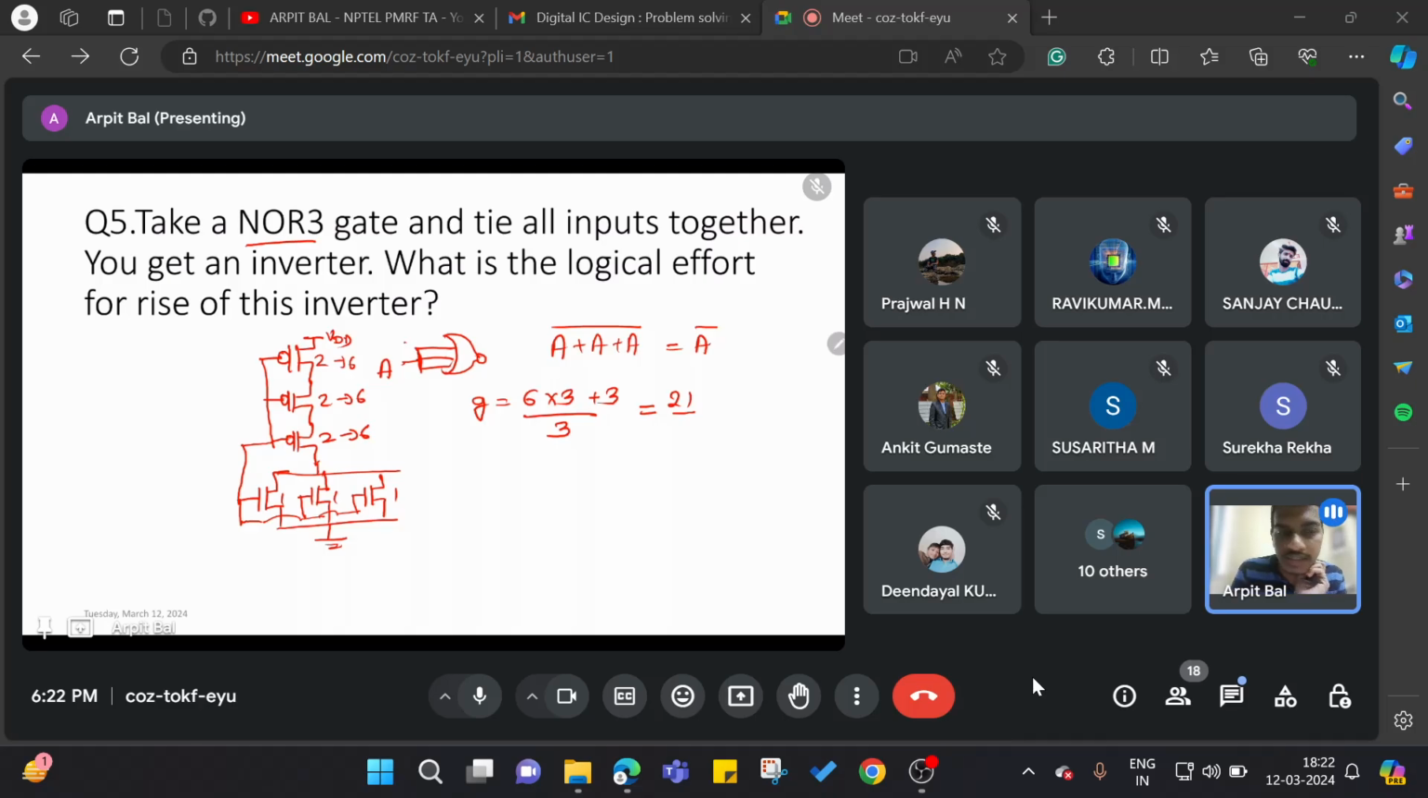These PMOS are connected in series, right? If they are connected in series, then the equivalent resistance will be 3 times R. So I need to size each MOS such that the resistance offered by each PMOS is R by 3, so the equivalent resistance will be R. If I need to reduce the resistance by 3, it means I need to size the transistor 3 times. So if earlier it was 2, now it will be 6. Okay, so this is 21 by 3, that is equal to 7.